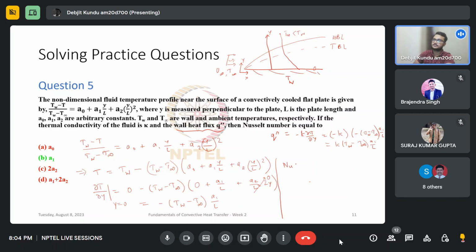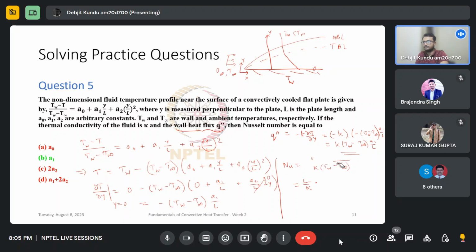Now I'll write down this Nusselt number as Q double prime into L by K. This is one way of writing Nusselt number, right? So now if I include this value of Q double prime, then it will be, sorry, not this, it will be divided by delta T. So K delta T in the denominator and K delta T by L. Yeah. So this is the convective heat transfer.